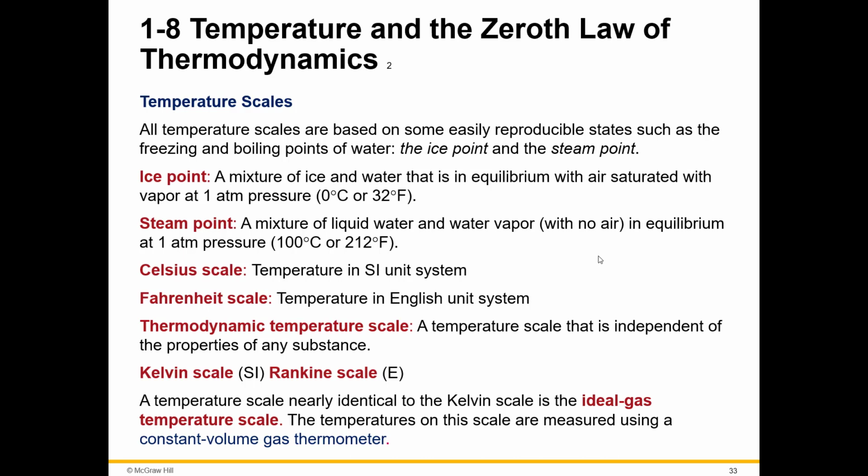And then a temperature scale nearly identical to the Kelvin scale is the ideal gas temperature scale. The temperatures on the scale are measured using a constant volume gas thermometer. We're going to start working with ideal gas, and you're going to start calculating things like that, so just put that on the back burner. But this is just talking about, you can see what the zeroth law did. The zeroth law, the main contribution is we've got temperature scales. That's basically what it's saying.